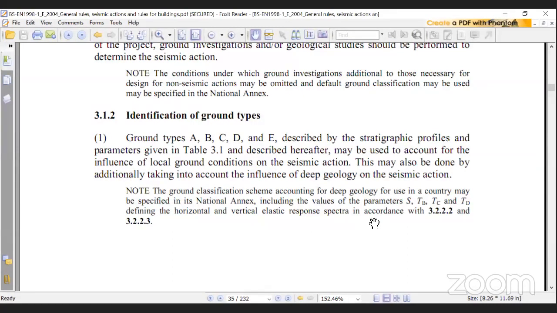3.1.2. Now here, the code provides a discussion about the different kinds of ground types. Here we have ground type A, B, C, D, and E, determined from the stratigraphic profiles of, say, for example, pits you have decided to do to check that place. Out of these ground types, there is a note here. And the code, with its versatility, allows the national annex to be included, and it is the one that can give us the parameters. S is the soil type, TB is the lower, TC is the higher, and TD is the final point. The parameters guide us on how we can see the spectral shape.